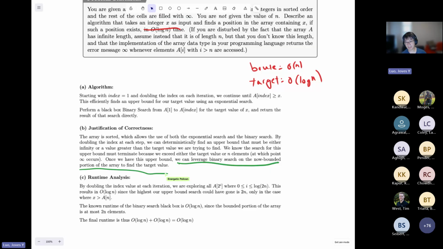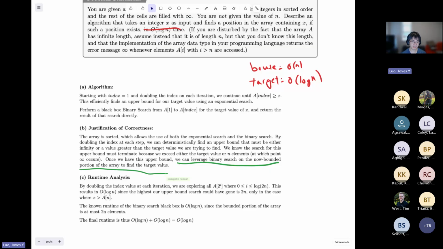So one of the other things is that even if you don't use a black box, if you want to avoid using the master theorem equation, you can also reason through the runtimes as long as it makes sense. Okay, so we're doubling the index at each iteration. We are exploring all 2 to the i, A of 2 to the i, where i is some number less than the log of 2n.